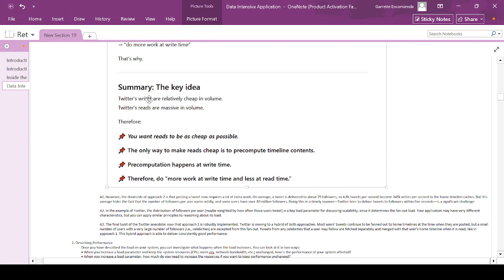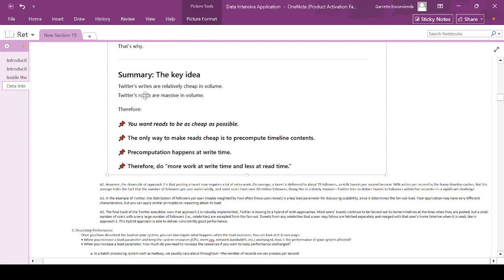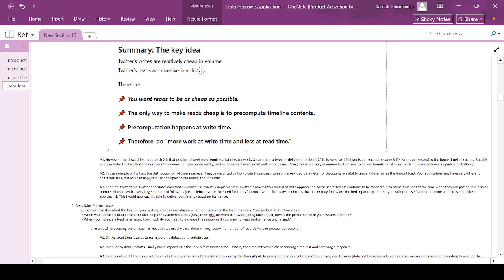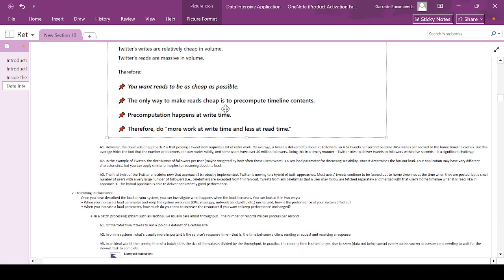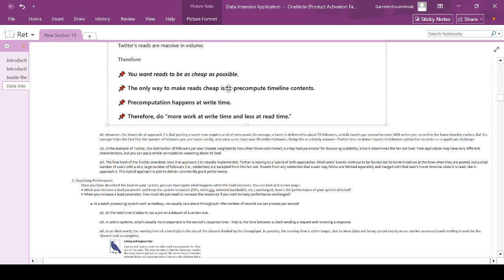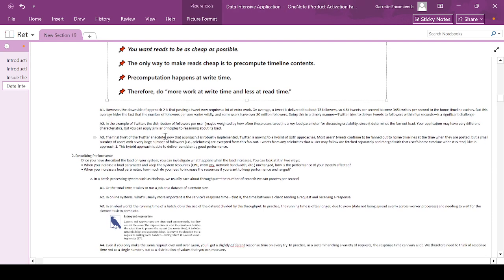That's why. Summary, the key idea. Twitter's writes are relatively cheap in volume. Twitter's reads are massive in volume. Therefore, you want reads to be as cheap as possible. The only way to make reads cheap is to pre-compute timeline contents. Pre-computation happens at write time. Therefore, do more work at write time and less at read time.